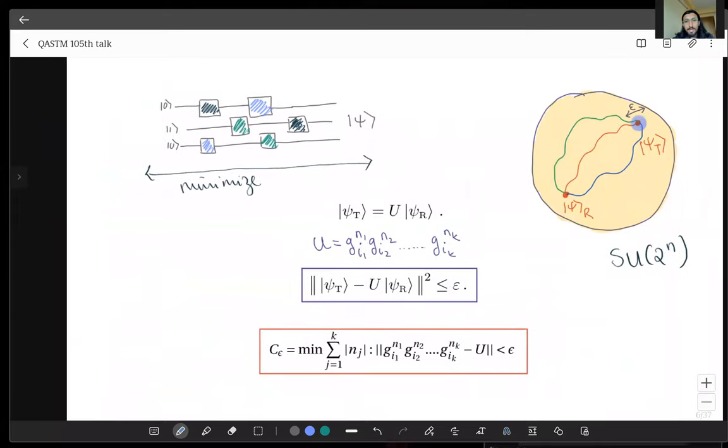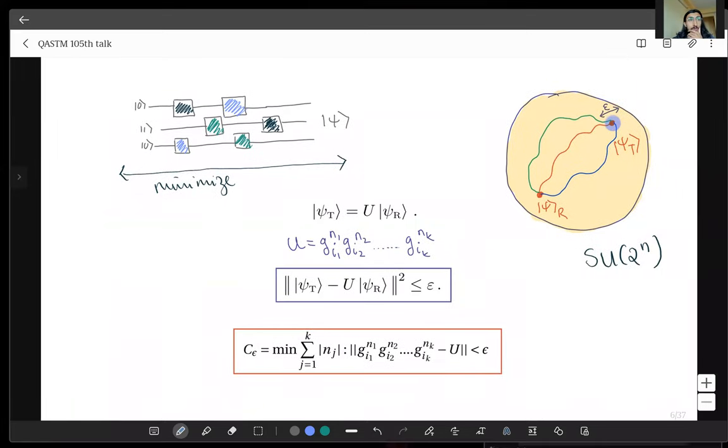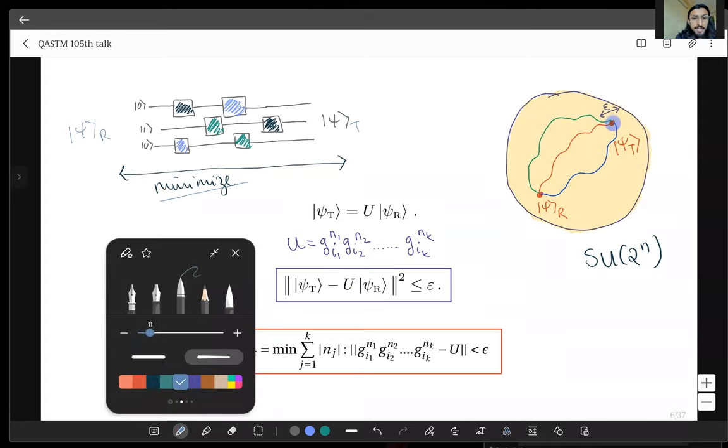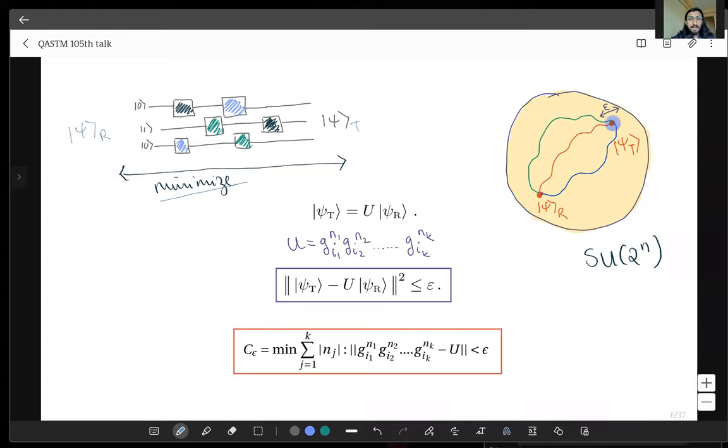Now the question is, what is circuit complexity? We want to do the task of going from psi initial, the reference state, to psi target as efficiently as possible. So we remove all the redundant gates, the gates which are not actually adding anything. When we minimize it, the number of gates in that circuit gives the circuit complexity. That is how complex it would be to go from the reference state to the target state. This is what we want to do.